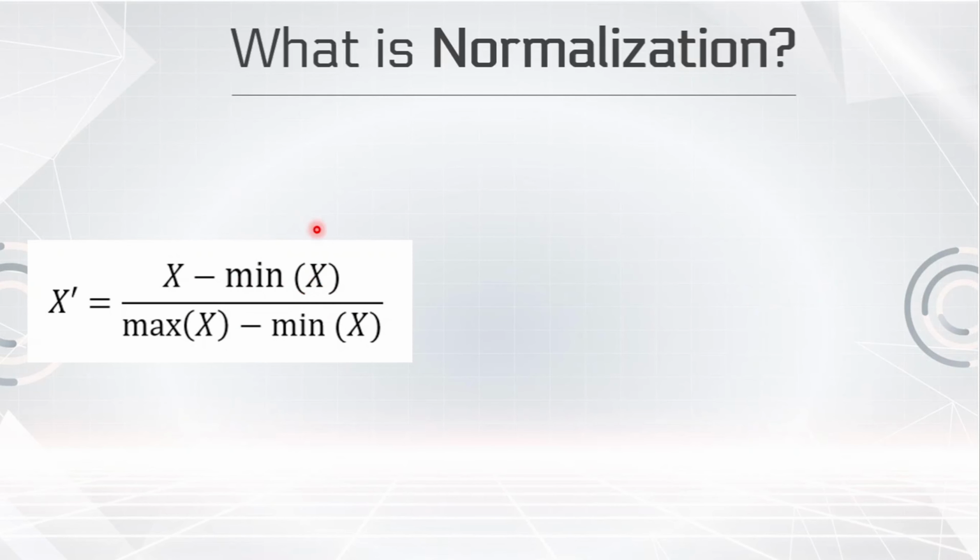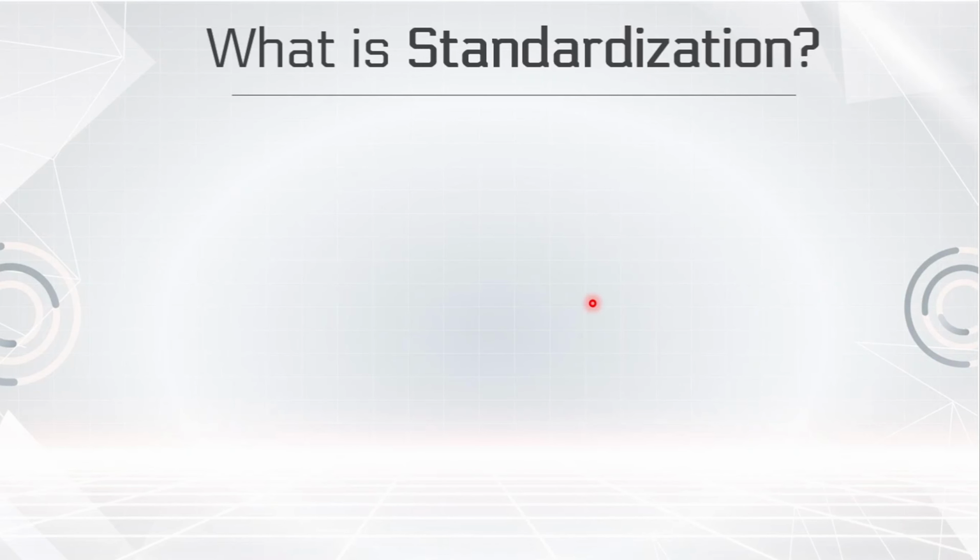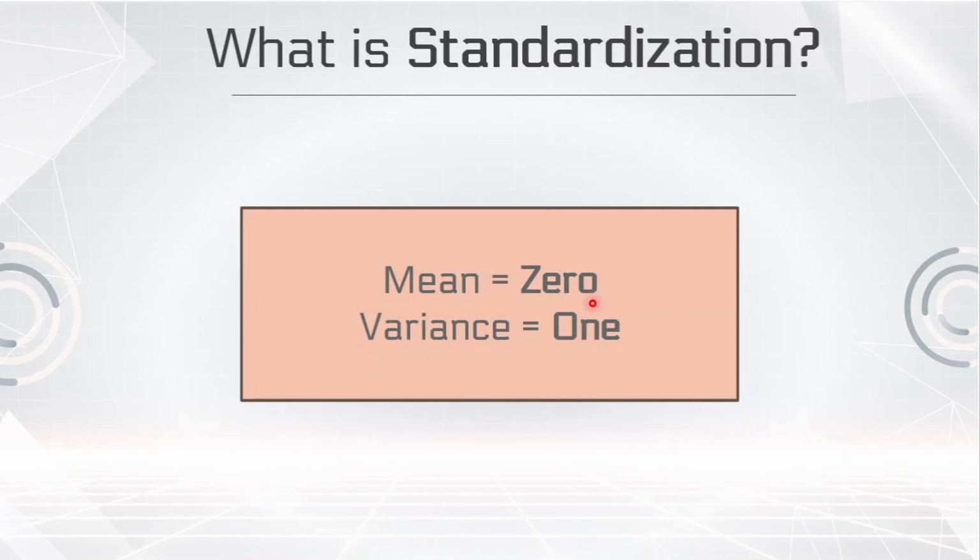We subtract the minimum value of data from the data point and then divide by the difference between maximum and minimum values. This is our dataset example. We have applied normalization here, and as you can see, the range is from 0 to 1. Now let's move to standardization. The goal of this method is to change mean to 0 and variance to 1. What does this exactly mean?